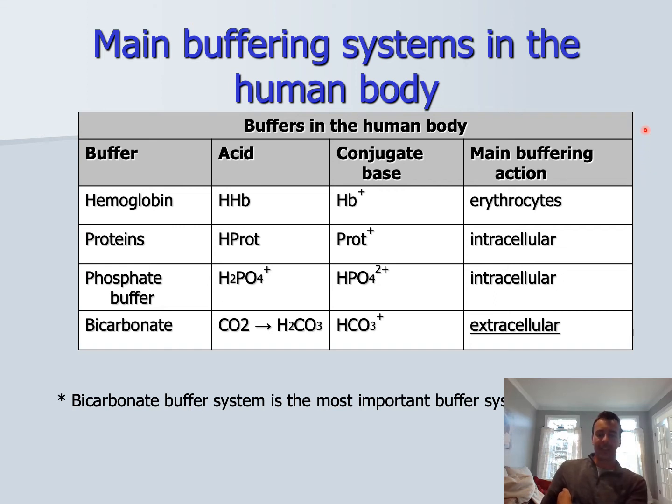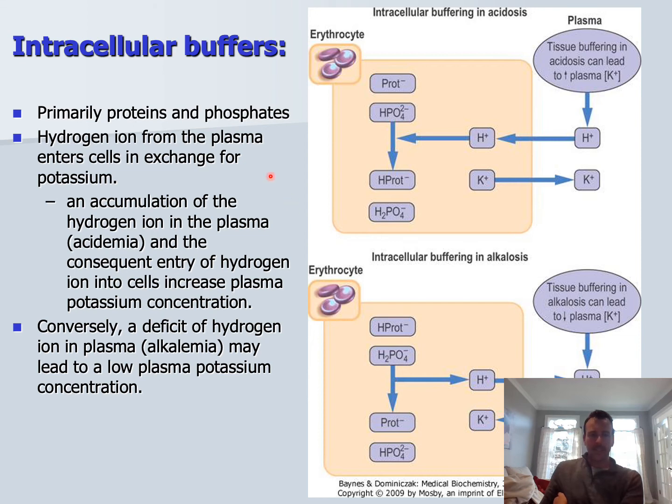The main buffering systems in the human body: I mentioned bicarbonate being one of them in the extracellular fluid. Phosphate buffers are big in the intracellular regions. Proteins are also buffers in the intracellular regions, and hemoglobin is a good buffer in red blood cells. In saliva, bicarbonate buffering systems are very important, as shown in the extracellular fluid on the chart here. As I mentioned, intracellular buffers are primarily proteins and phosphates.